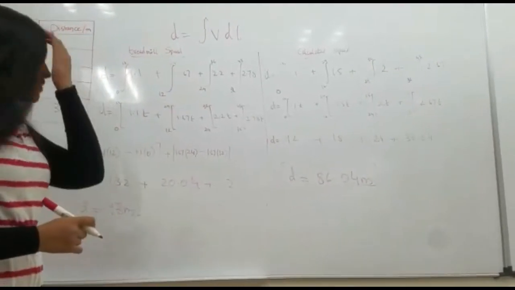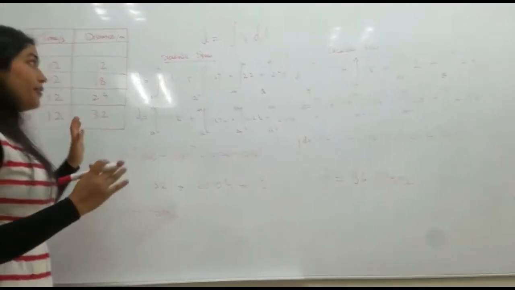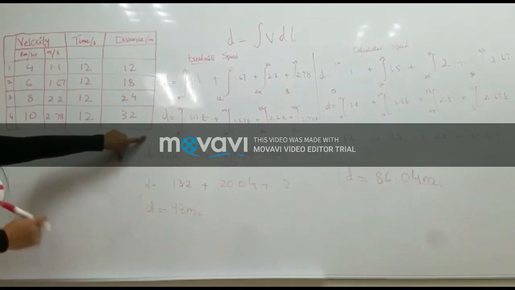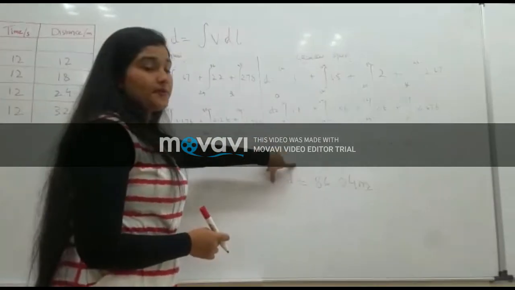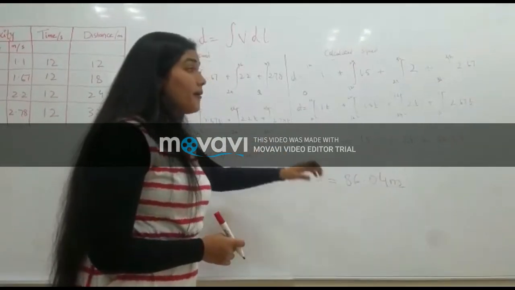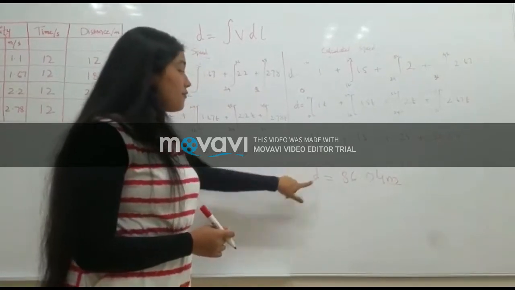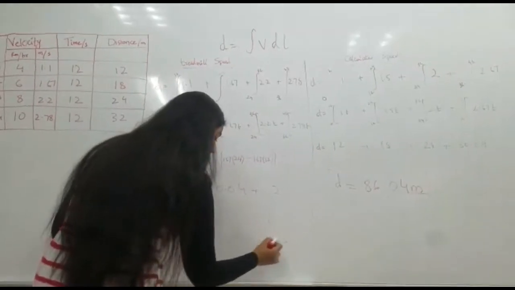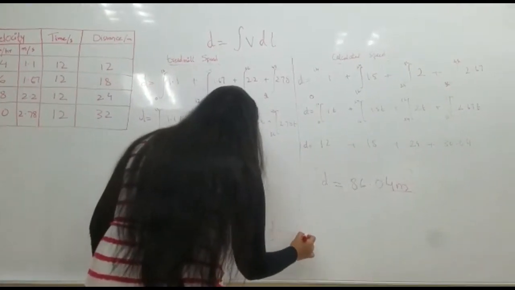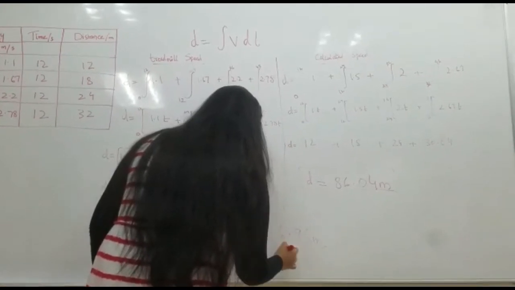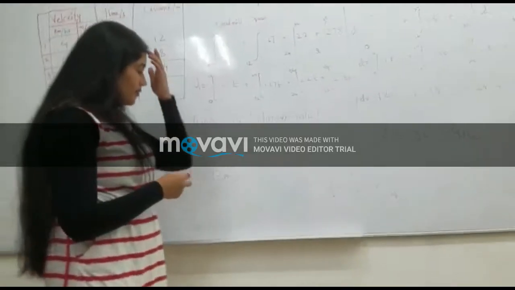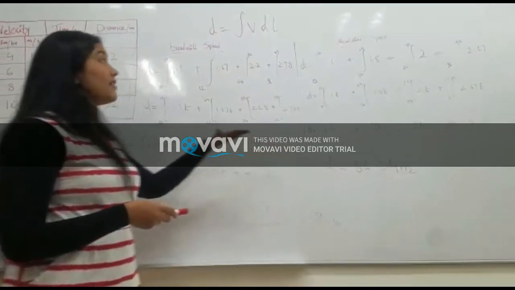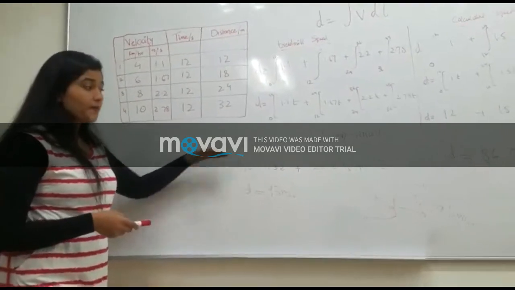So you can see the difference between the two velocities, one from the treadmill and one the calculated speed. The distance we get from the calculated speed is 86.04 meters and the distance from the treadmill is 93 meters. The difference in the distance is 6.96 meters. The calculated speed shows a lesser distance covered than the distance shown by the treadmill speed.